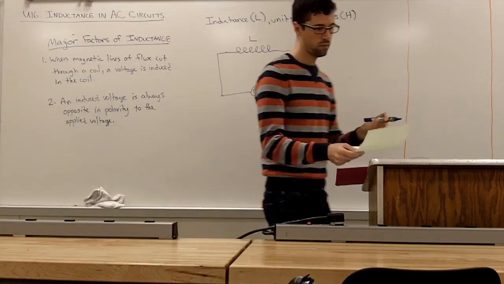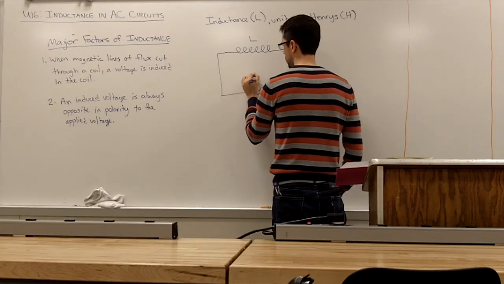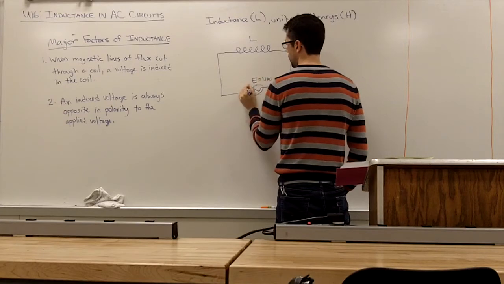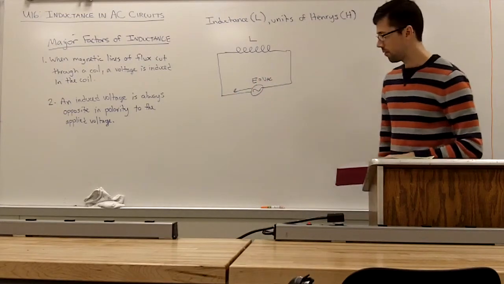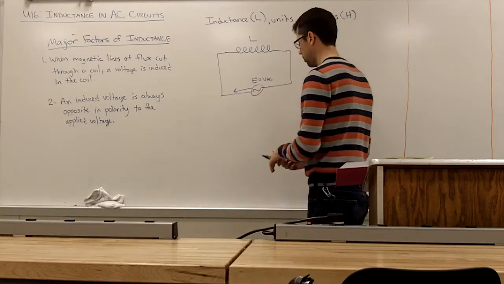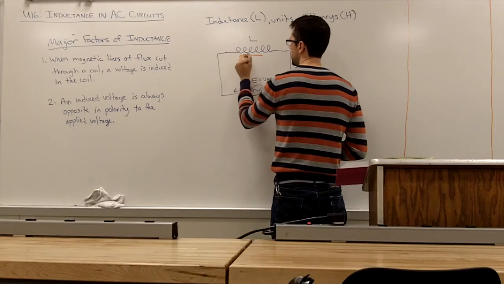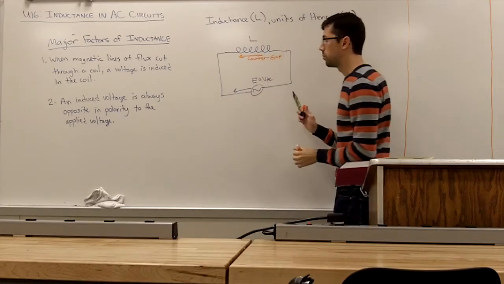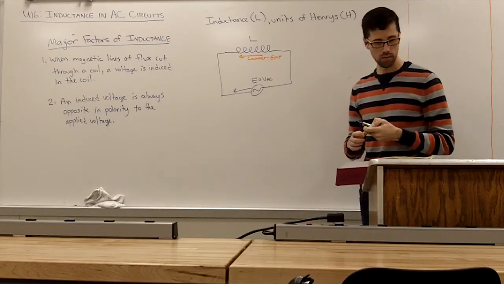So in a circuit, we have an applied voltage at our source, so this is some voltage in volts AC. It's going to have a direction. And then we will have an induced voltage from our inductor that is in the opposite direction, and this is our counter EMF. It is always opposite in polarity to the applied voltage.